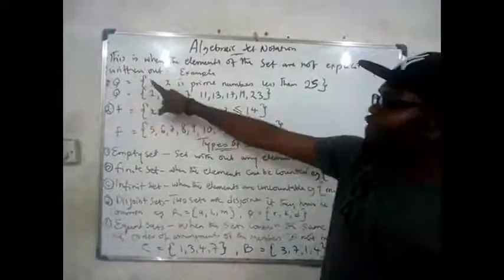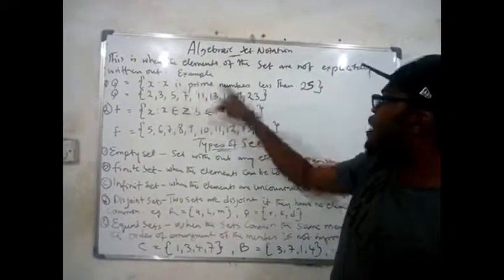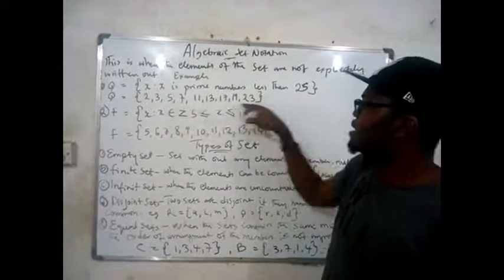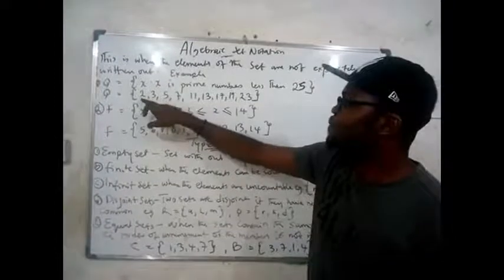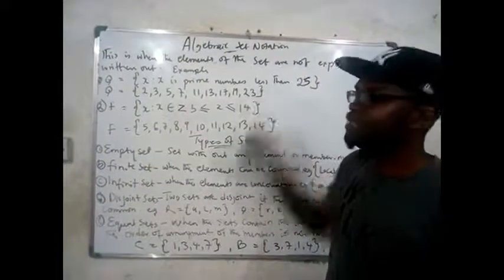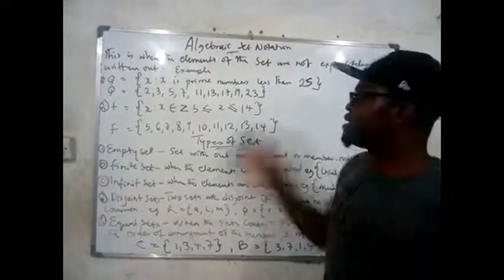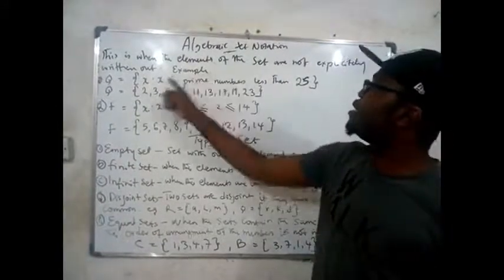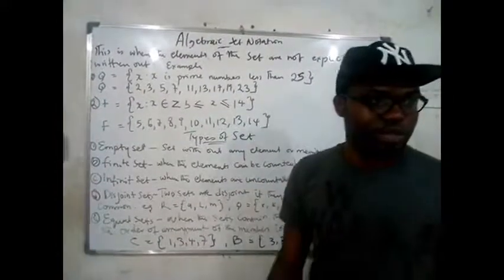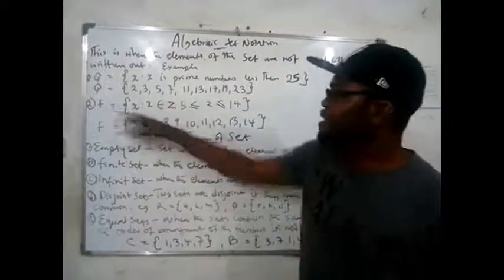And look at the way it is read. Q is the set of X so that X is a prime number less than 25. And you can see that all the prime numbers that are less than 25 are 2, 3, 5, 7, 11, 13, 17, 19, 23. So in subsequent classes, I'll be giving you assignments. I'll write in algebraic set notation and I will require you to write it in the explicit form. You understand?